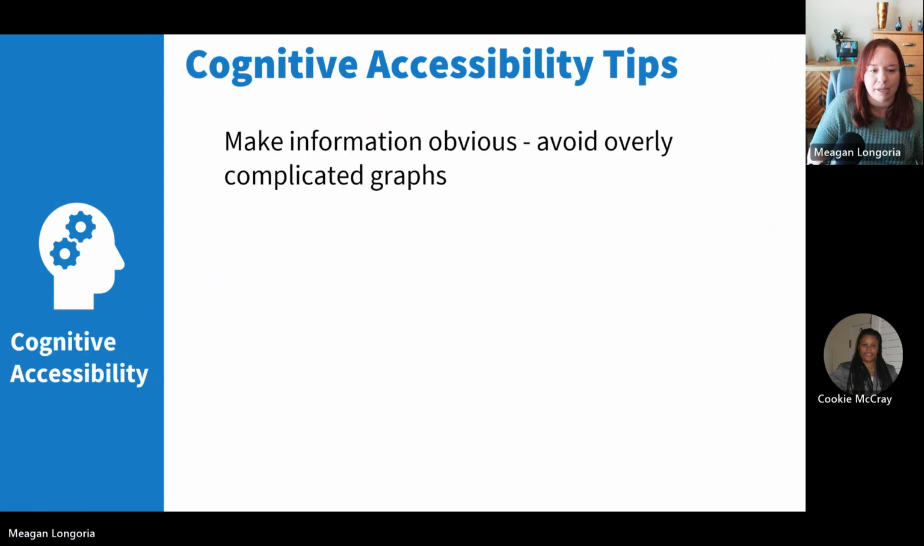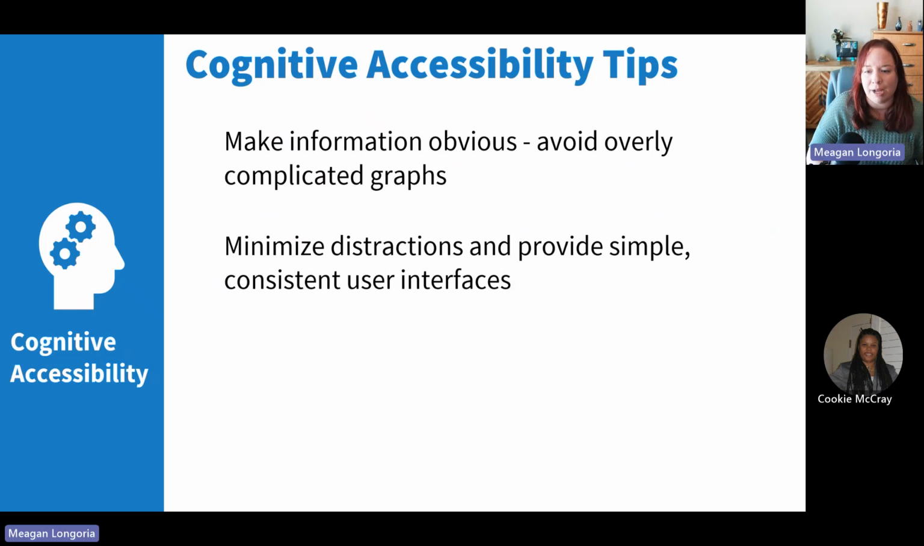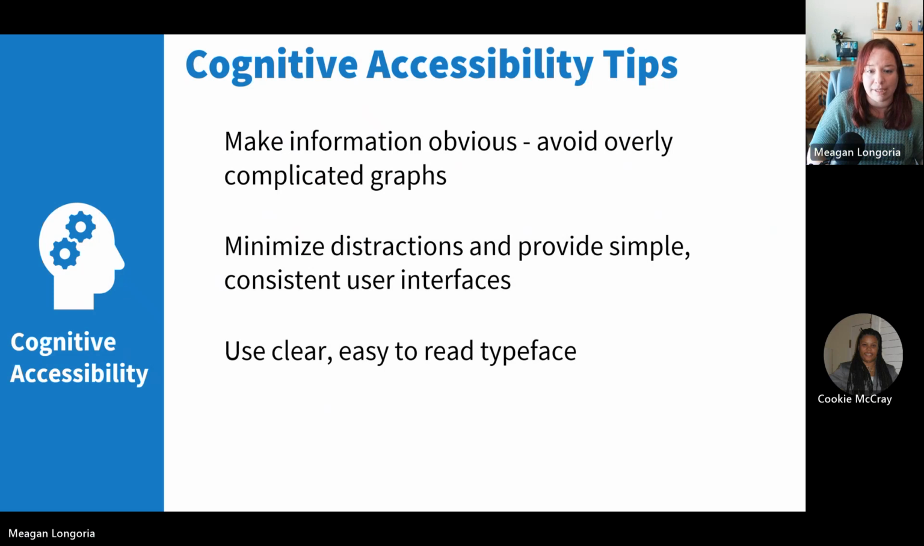So in general, again, for cognitive accessibility, we want to make information obvious, and we want to keep things from getting complicated, not complex. Sometimes information is complex, but we don't want to overcomplicate our graphs. We want to minimize distractions. We want to have consistent user interfaces that are as simple as possible to use, given what we're trying to accomplish. We want to use easy to read typeface.